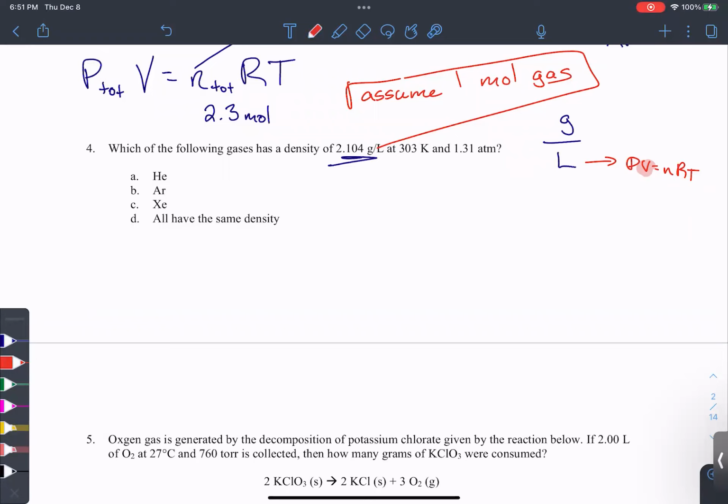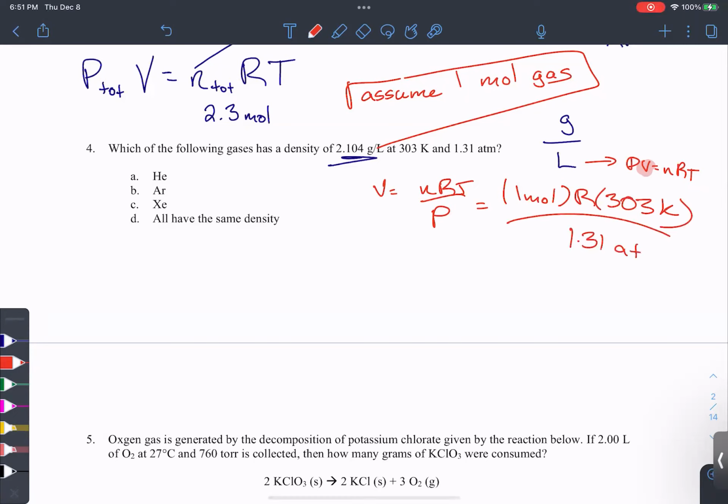We're going to assume 1 mole of gas. How much volume is that going to take up? This is called the molar volume. So 1 mole times R times 303 Kelvin over 1.31 atm. So 1 mole of gas at these conditions takes up 18.98 liters. Any of those gases, 1 mole of them, will take up that much volume.